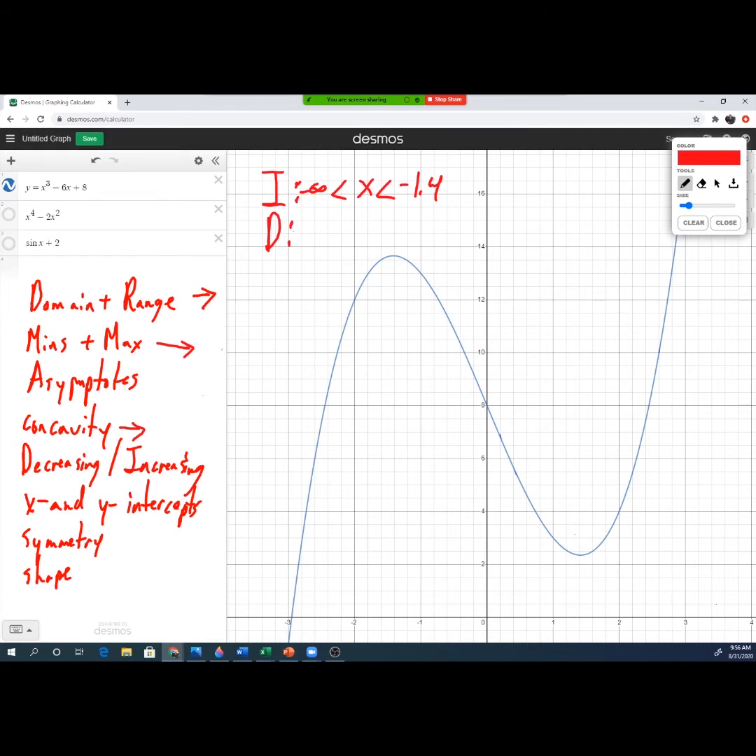Where am I then decreasing? From negative 1.4 to positive 1.4. And then what happens after positive 1.4? I start increasing again.